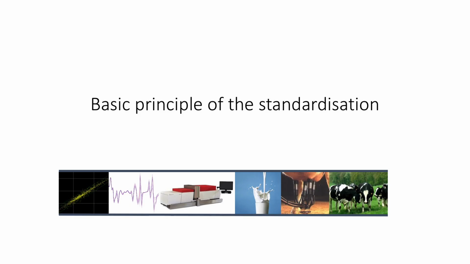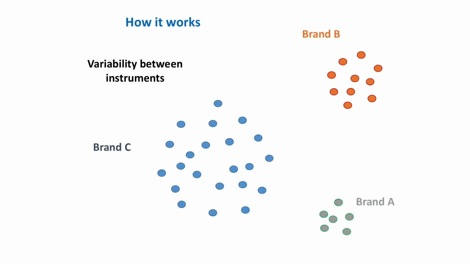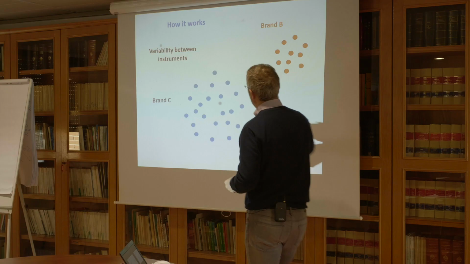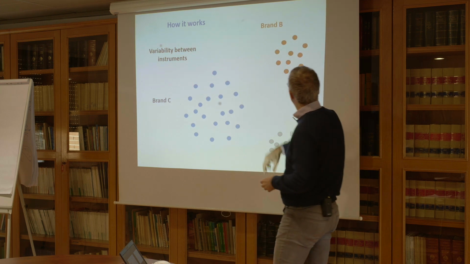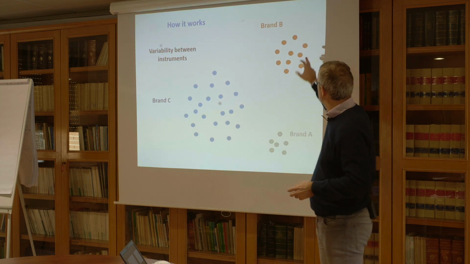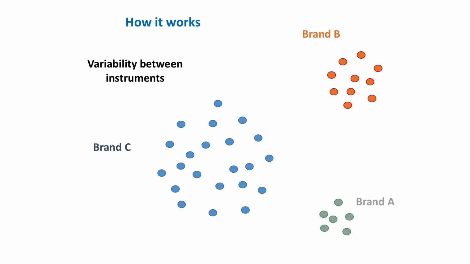But what is the principle of the standardization? Just a representation to understand. Here's the variability in spectra represented for the different brands, for example. Here it's for the different instruments in the brand. Another one, it's brand 2, it's another distribution, and the third one, it's another one.